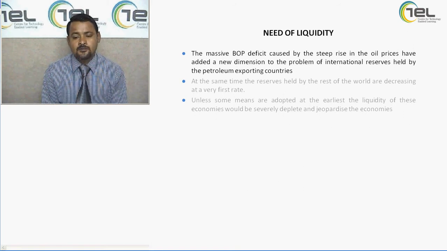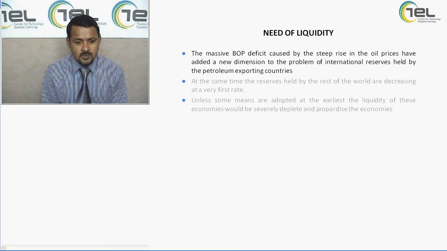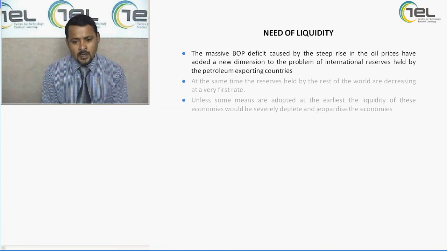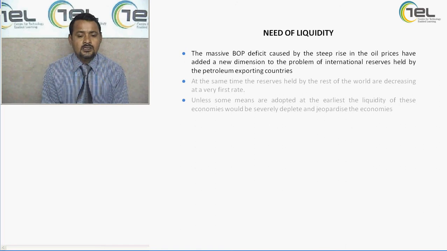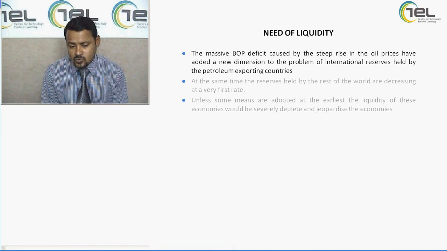So as a result, they always try to limit the supply so that countries outside OPEC have to pay more for oil, so that more foreign exchange can be earned. So these countries have large BOP surpluses.